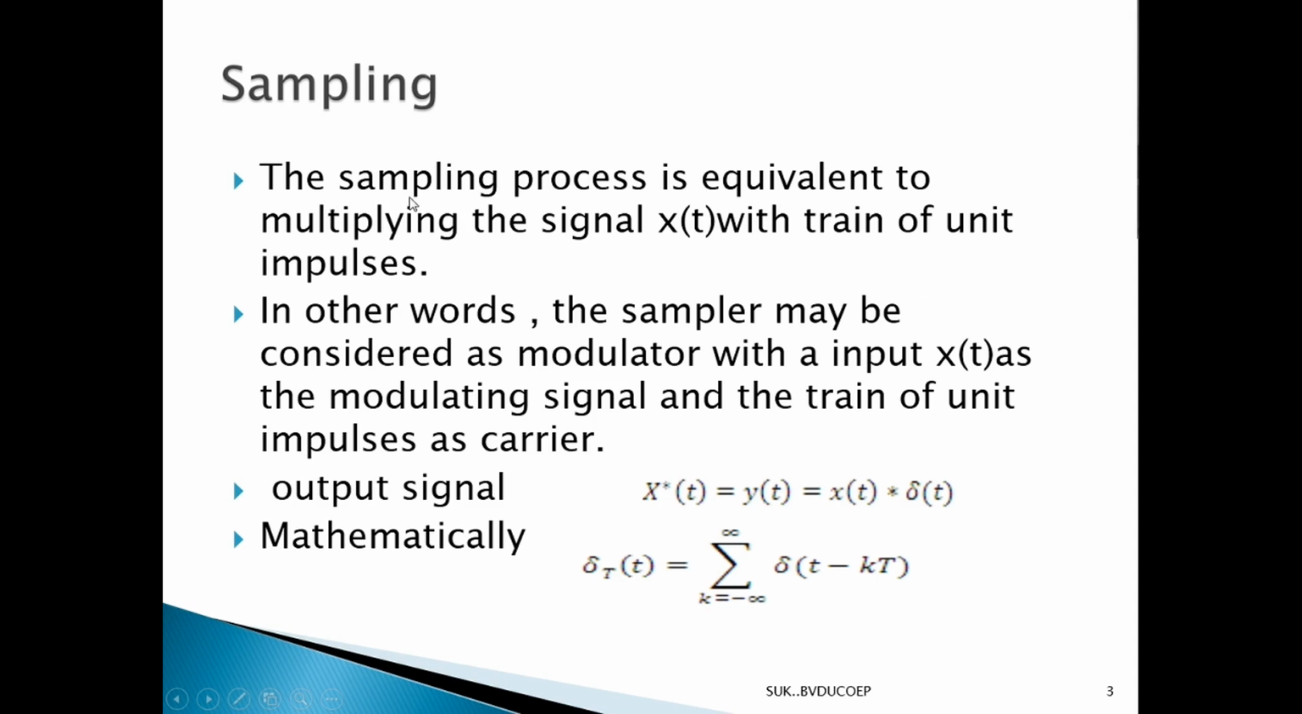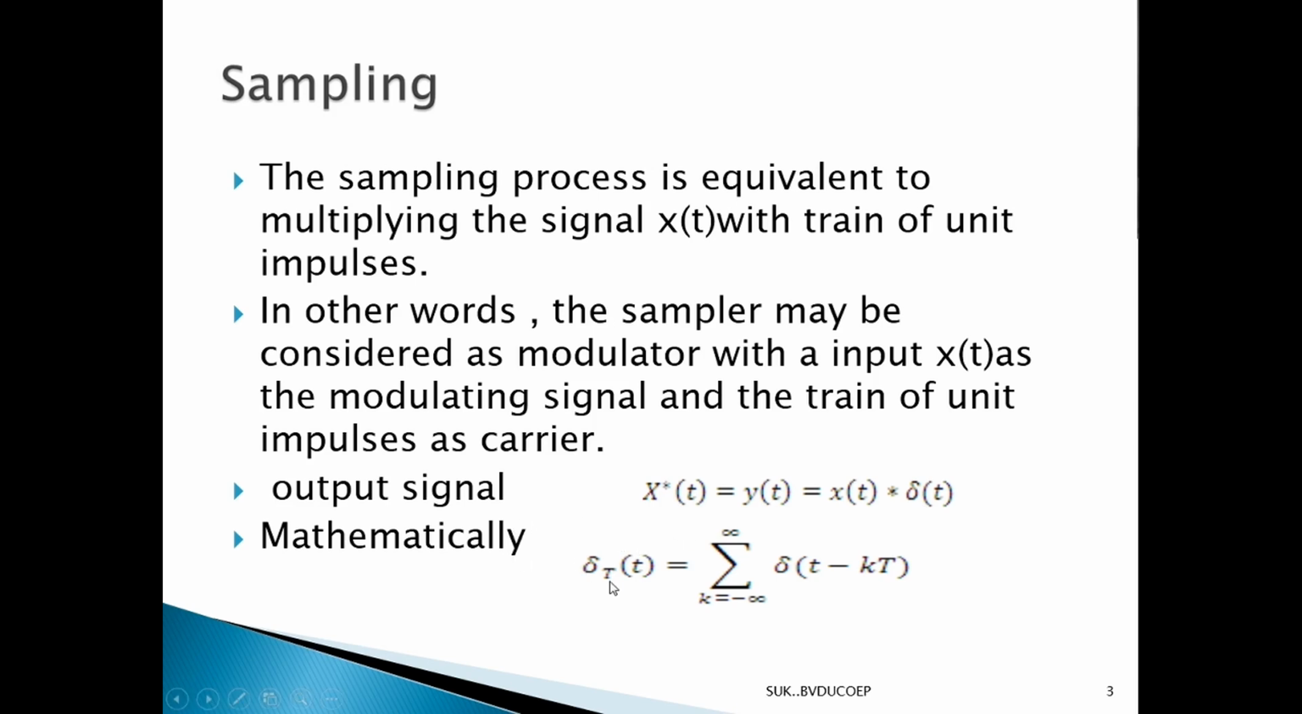So the sampling process is equivalent to multiplying the signal x(t), that is the continuous time signal, with a train of unit impulses. In other words, the sampler may be considered as a modulator with input x(t) as the modulating signal and the train of impulses as the carrier. So the output signal is a sampled signal, x star t equal to y(t) equal to x(t) multiplied by delta(t). It is shown in the diagram afterwards.